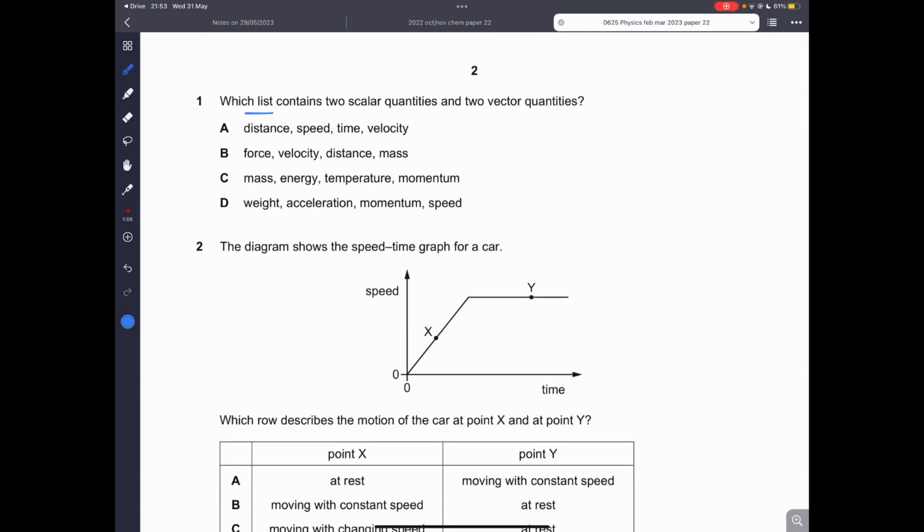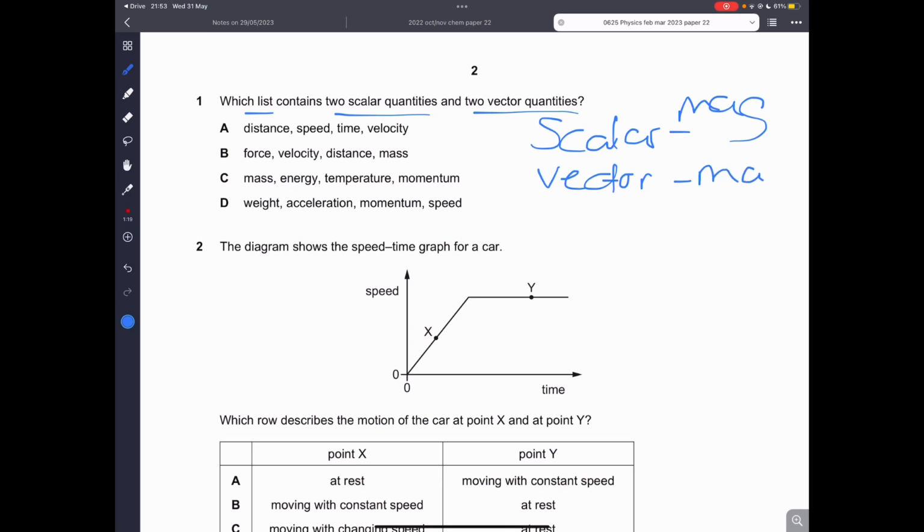Number 1. Which list contains 2 scalar quantities and 2 vector quantities? Now remember, a scalar has only magnitude, whereas a vector has both magnitude and direction. So things like velocity, and the scalar could be speed, and etc.